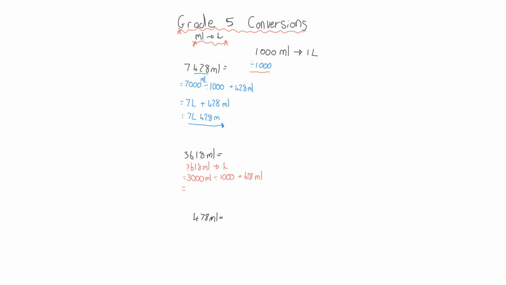Next step, then we say 1,000 goes into 3,000 3 times, so it will be 3 liters plus 618 milliliters. Okay, and then if you put it together, you get 3 liters 618 milliliters. Now this is the answer you're going to have to get.